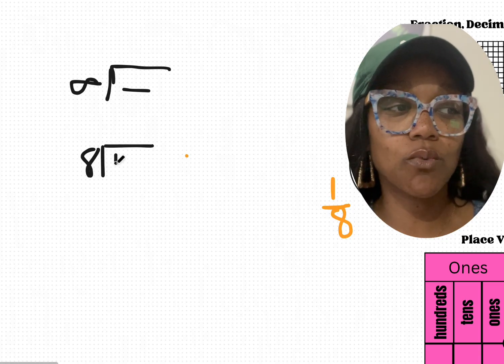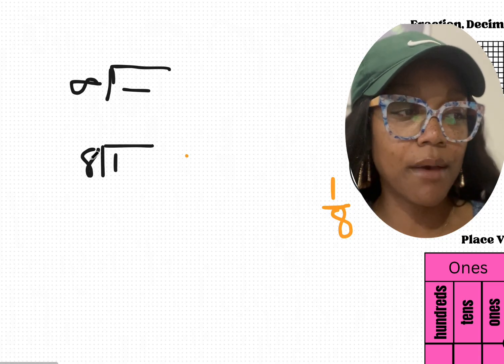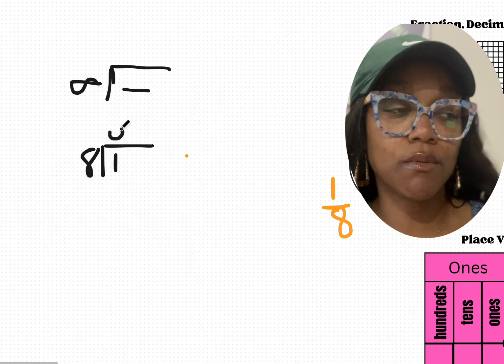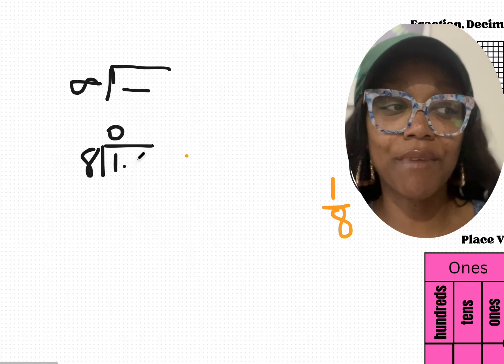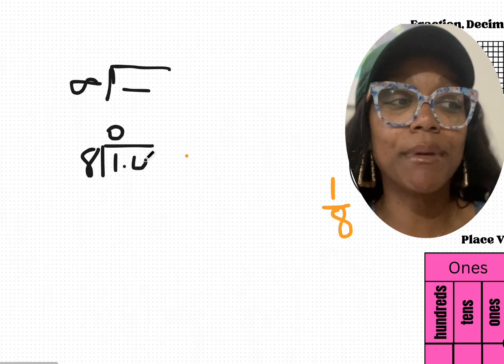So can 8 go into 1? Nope. So I'm going to add a 0 at the top. And then under the house, I'm going to add a decimal and a 0. That's going to give me 10. If I ignore the decimal, it's like 10. So how many 8s are in 10?